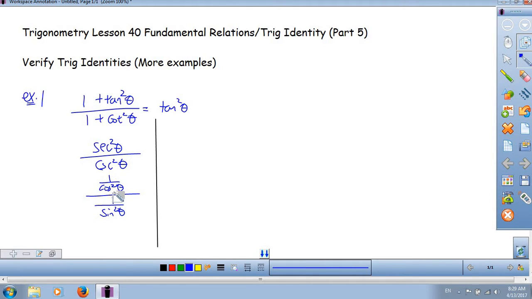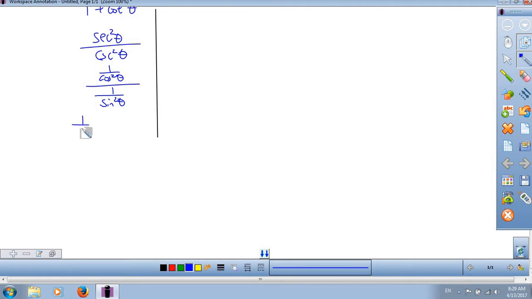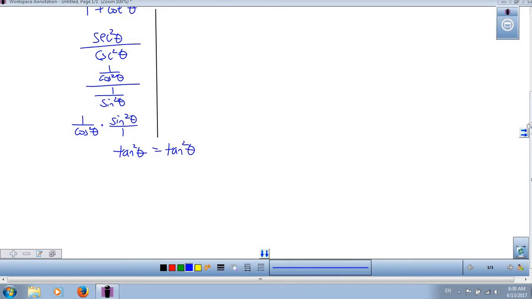And then remember what happens when you divide by fractions. When you divide by fractions, you multiply by its reciprocal, right? So 1 over cosine square, I'm going to multiply by the reciprocal of the denominator, which is sine square over 1, and then I would have sine square over cosine square. But sine square over cosine square is exactly the definition of tangent square theta. So we proved that the two sides are the same.